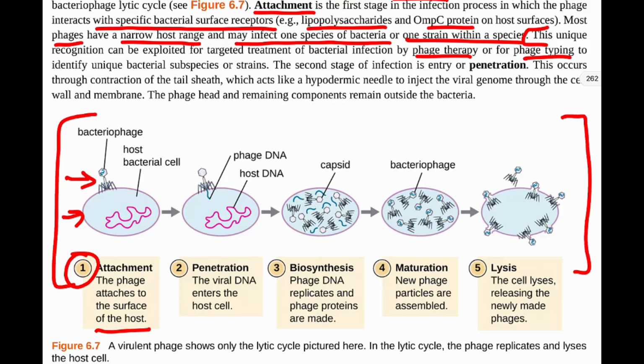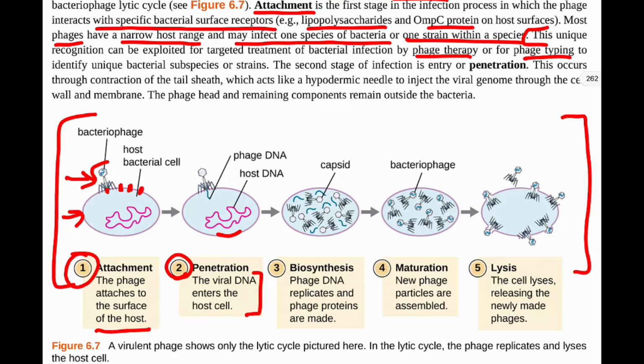So the first stage is attachment. We find that on the bacterial cell there will be little proteins, and this specific bacteriophage can recognize that particular protein, attach to it, and then move on to the second stage, which is penetration. In this stage, the virus is going to get its DNA or RNA into the bacterial cell. So the viral DNA enters the host cell.